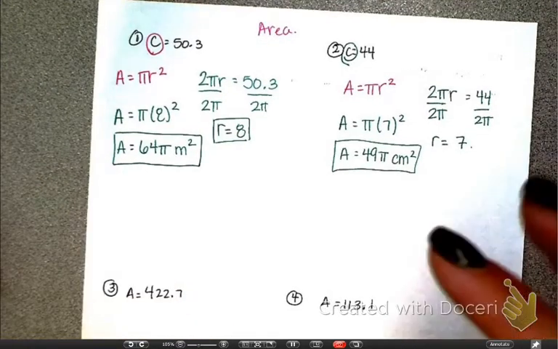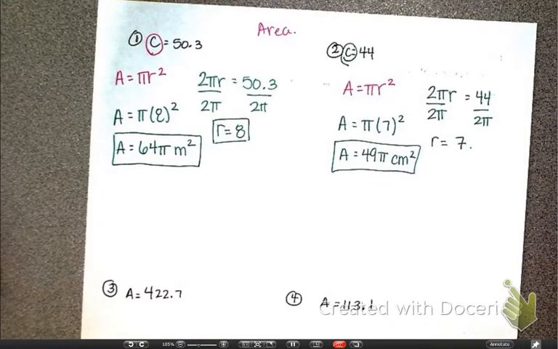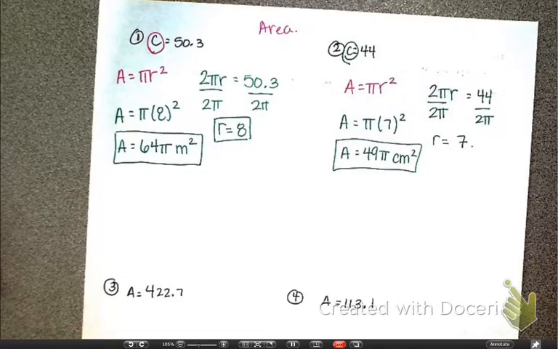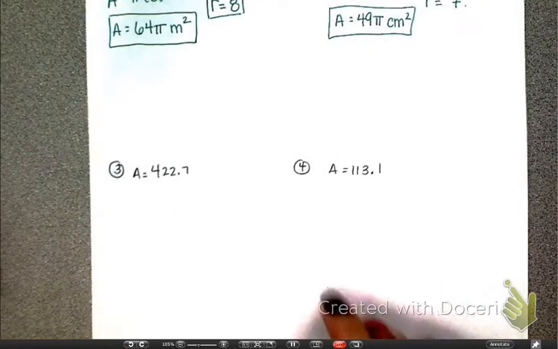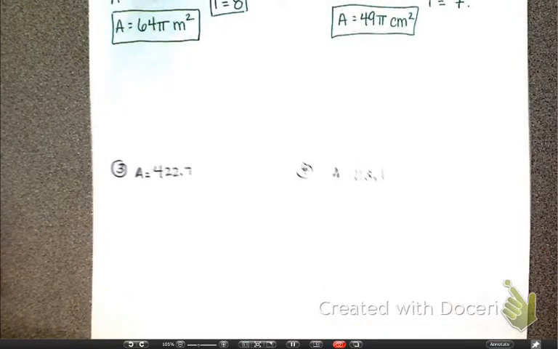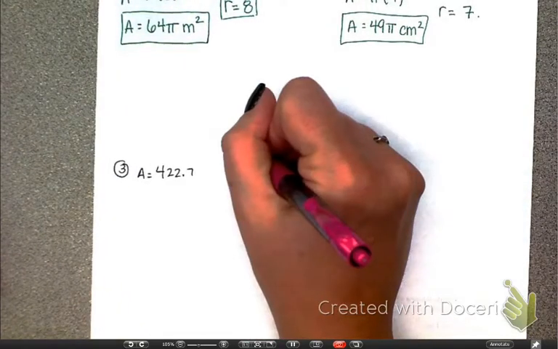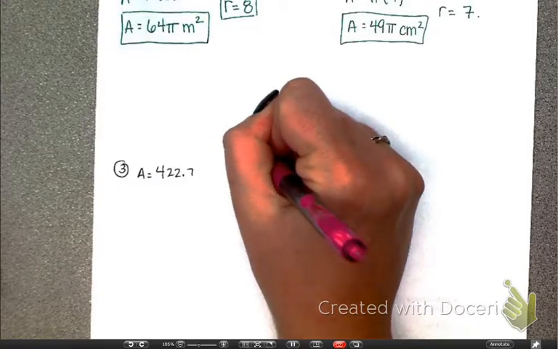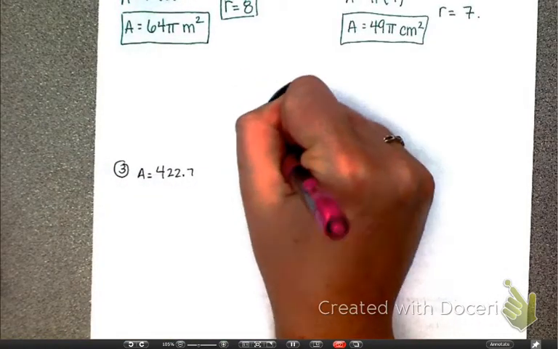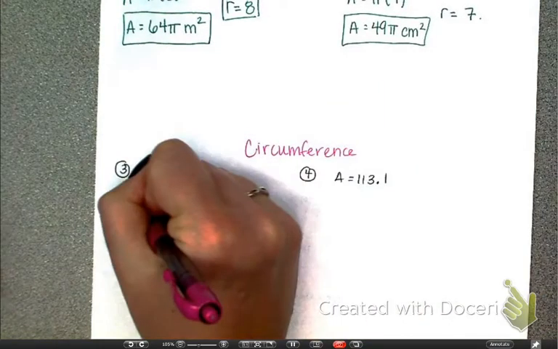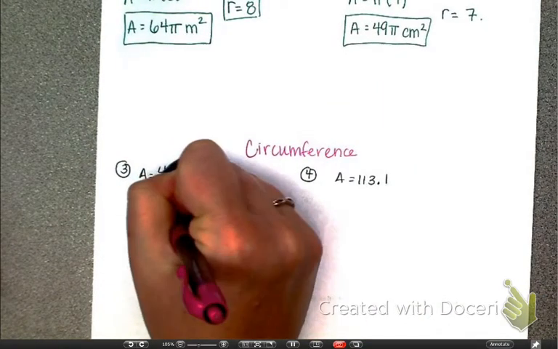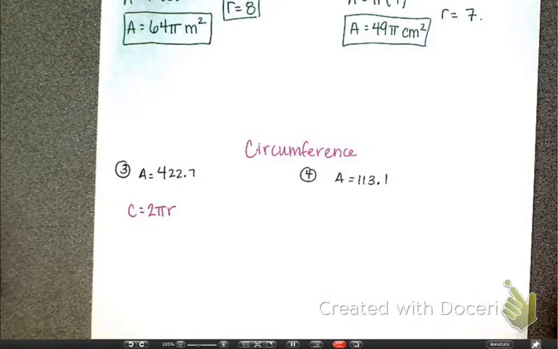So again, the math is not hard. It's just knowing what to replace and then how to solve from there. So think about what you know. Think about what you need. For 3 and 4, what am I looking for? My circumference. So I'm looking for the circumference. So circumference is 2 pi r or d times pi, either one. I don't know r, so I'm going to use my area formula to find r.